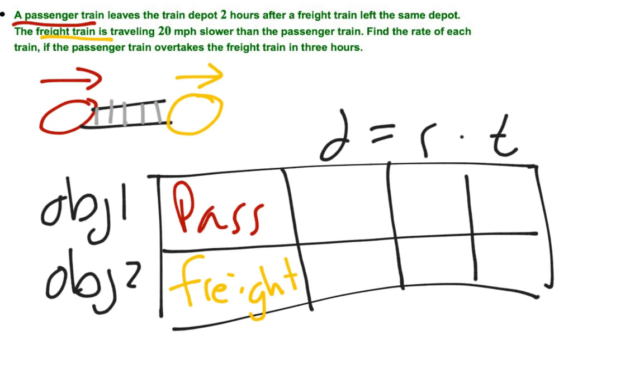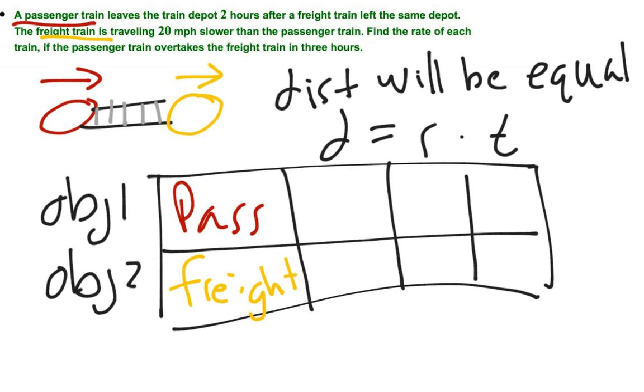We're also given some information about each of these variables, about distance, rate, and time. Since the two trains are trying to catch each other, the distance that the two trains will have gone will be equal. So that's important to know that the distances will be equal. So we're going to make a note of that.